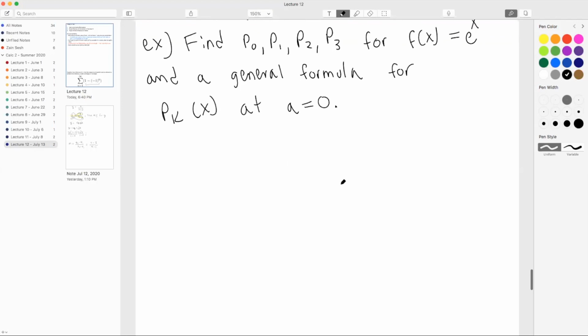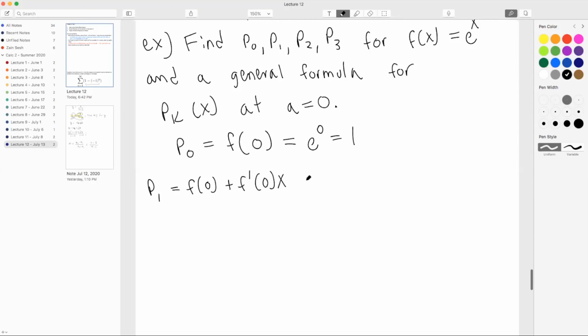So that's what we're going to do. Remember, we're just taking the first few partial sums of the Maclaurin series. So that's not too bad. P0 is just the function evaluated at a, that's f of 0, which is e to the 0, which is 1. So that is P0. P1 will be f of 0 plus f prime of 0 multiplied by x, and if you work this out, this will just be 1 plus x.